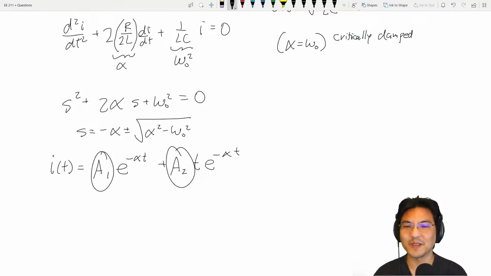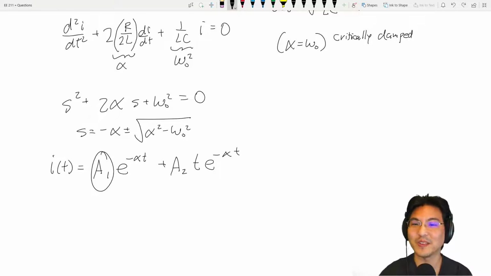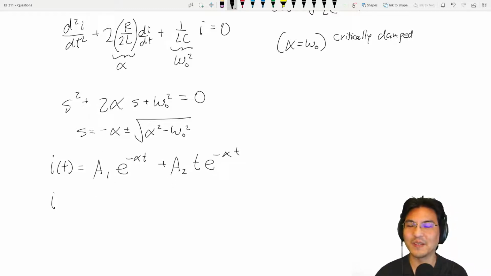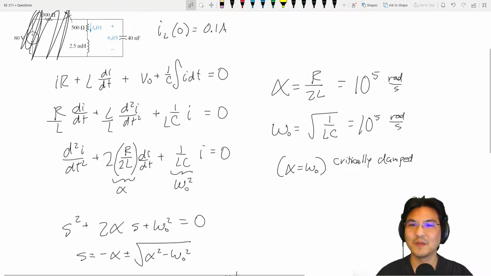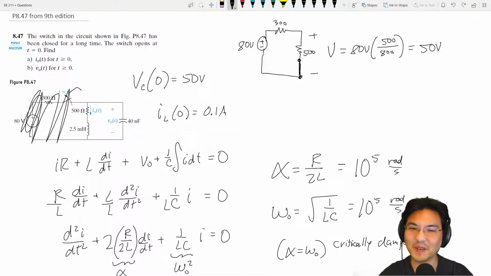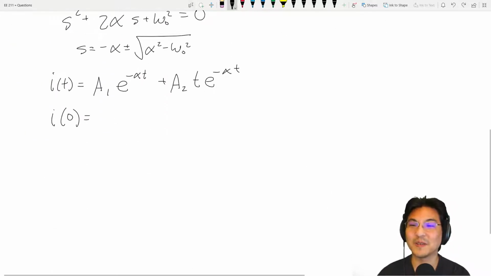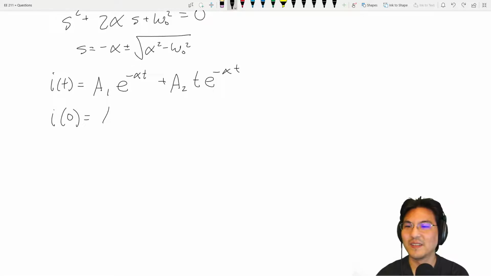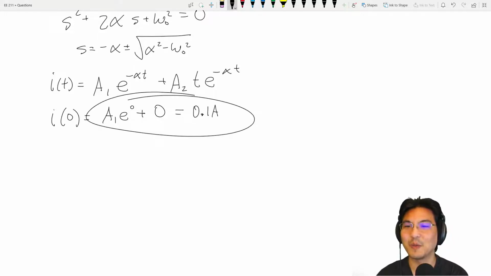All right, so we got to solve for these two arbitrary coefficients. So we need two initial conditions, which can be the current at t equal to 0. Okay, so do we know the current at t equal to 0? Yes, we solved that earlier. Okay, so at t equal to 0, a1 e to the 0 plus a2 times 0. So that whole thing is 0 equals, and then we just said we solved it earlier, it's 0.1. Okay, so a1 is 0.1, so we're halfway there.